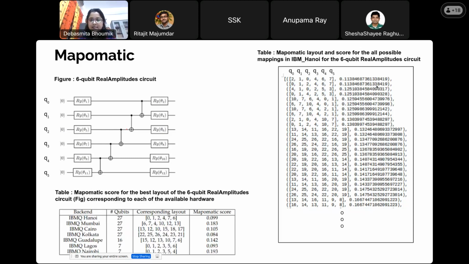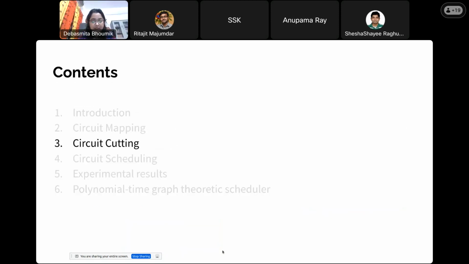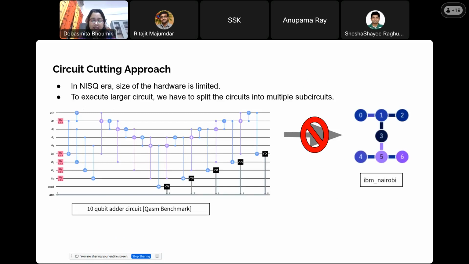And from here we can see the topmost placement is with the minimum score, that is the best fidelity, and we can check with various backends like Hanoi, Mumbai and other backends with various qubits what will be the best corresponding node and what will be the best Map-O-Matic score. That was mapping. Now comes the circuit cutting part.